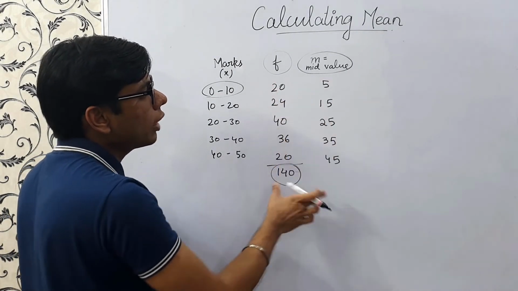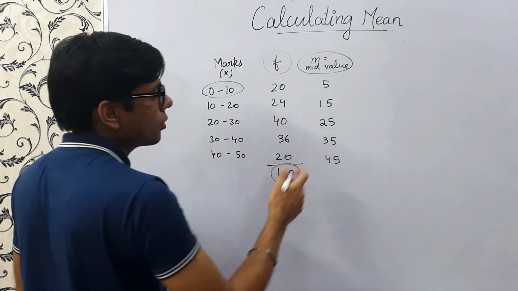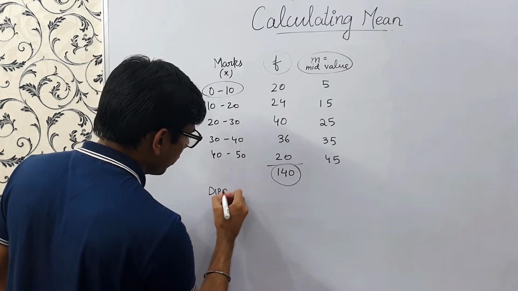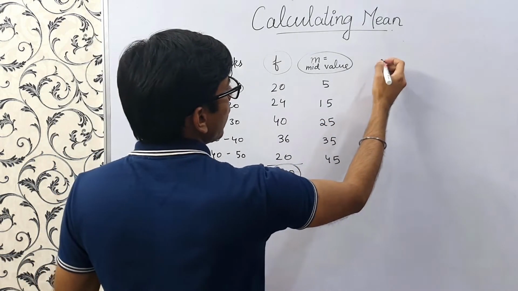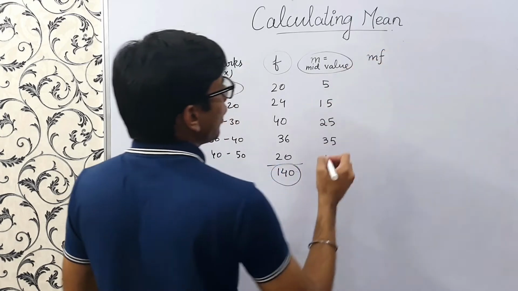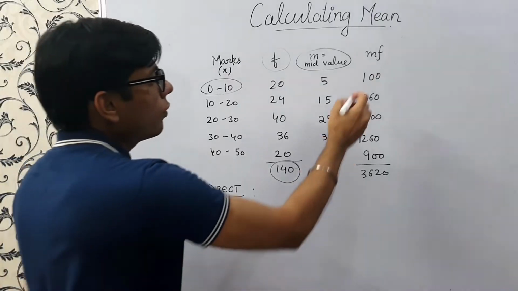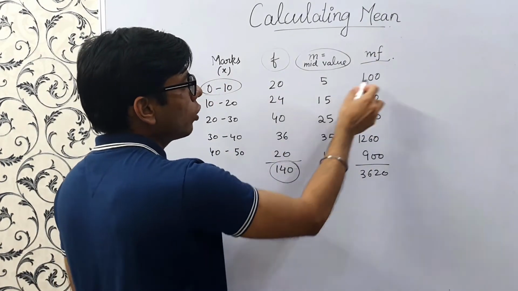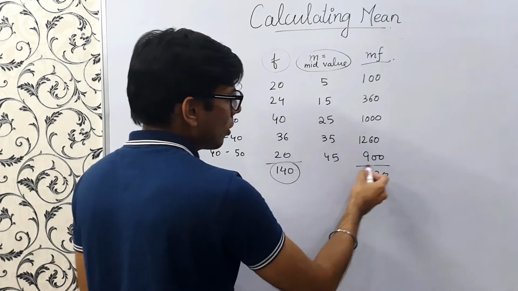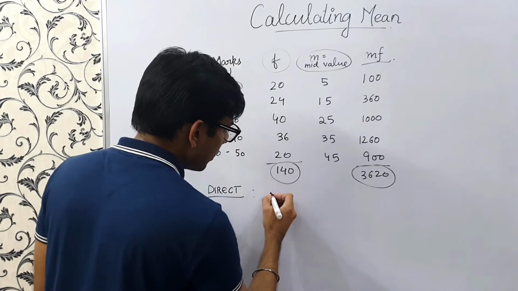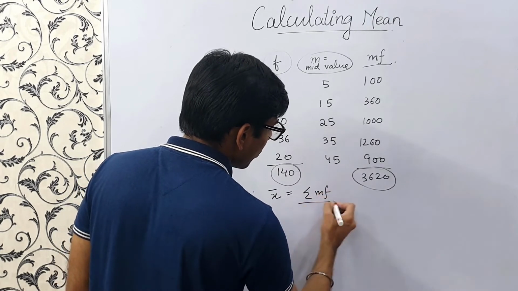In simple terms, we can calculate the mean by just multiplying. Suppose we calculate by the simple method first, the direct method. So if I do m into f, if we calculate m into f, this is 20 into 5, so we'll just multiply m into f. So this is the total. The direct method says that the mean is nothing but summation m into f upon summation f.